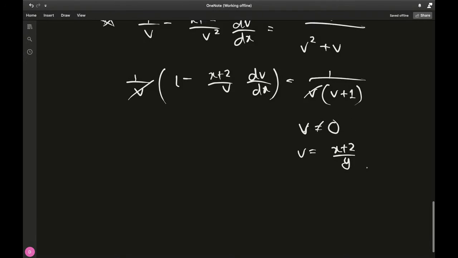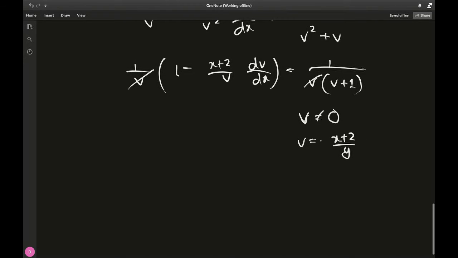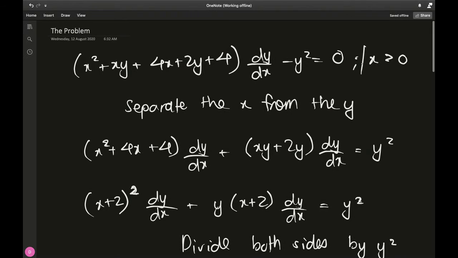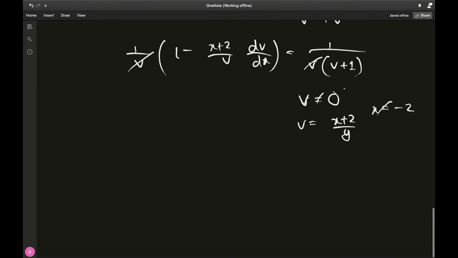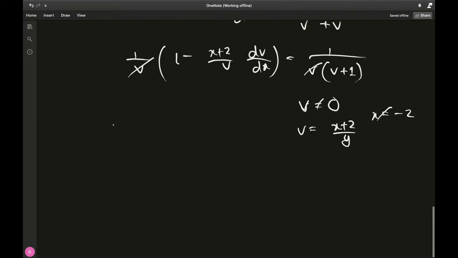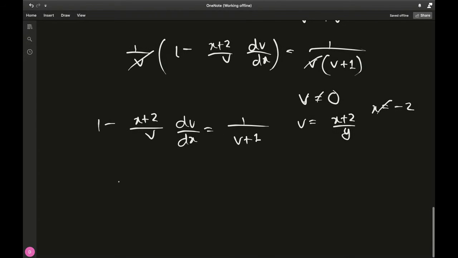is x plus 2 over y, and for v to be 0, x plus 2 has to be 0, which means x has to be negative 2, which is not possible because originally we defined x to be greater than 0. So this cancelling is justified, and finally we have 1 minus x plus 2 over v times dv over dx being equal to 1 over v plus 1. So 1 minus 1 over v plus 1 is equal to x plus 2 over v dv over dx.